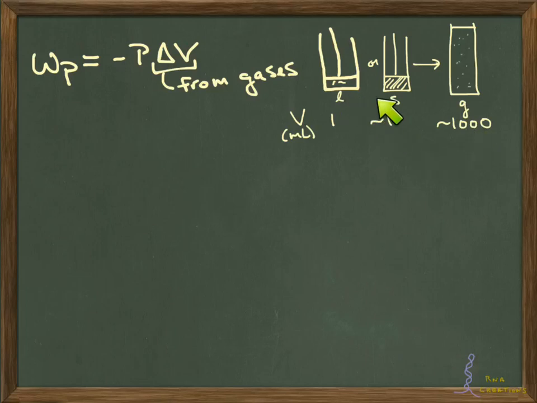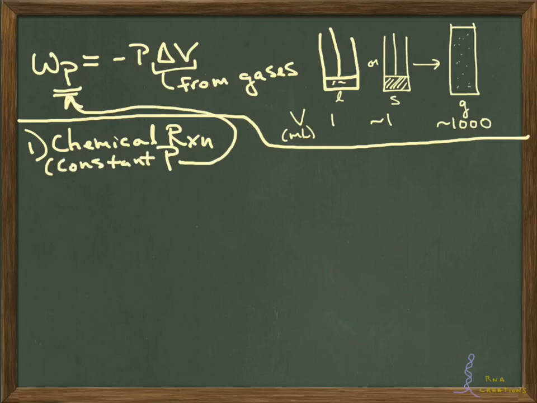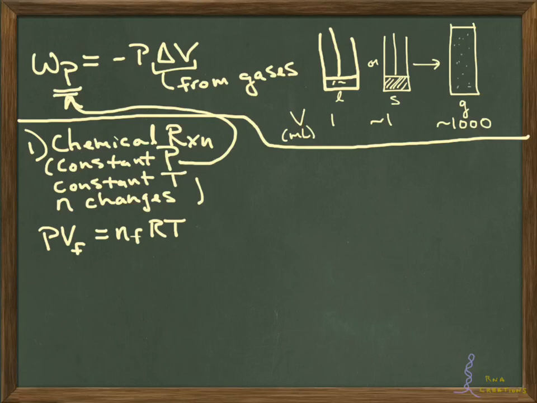So changing from a liquid to a solid, or one liquid to another liquid, changes the volume by a negligible amount, but generating gases changes the volume by a significant amount, and that's why for all of the work at constant pressure we consider gases. So there are two different ways in which we can get the W sub P term. One is from a chemical reaction. Again, W sub P is at constant pressure, and so in a chemical reaction we're going to hold the temperature constant, and N will change.